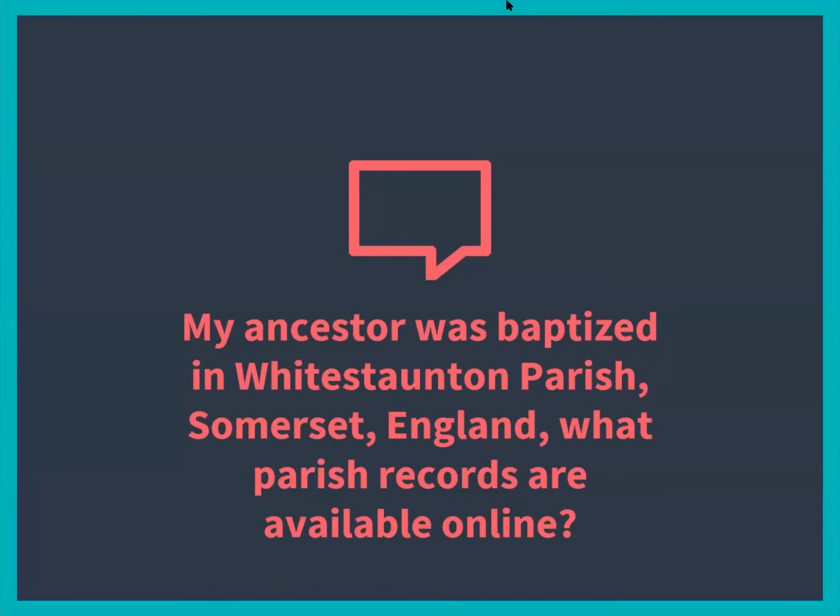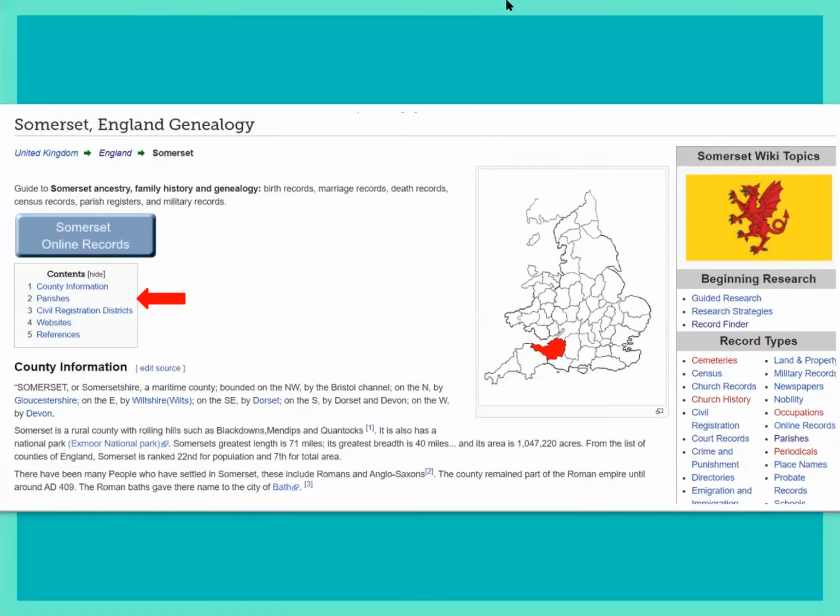So my ancestor was baptized in Whitestone Parish, Somerset, England. What parish records are available online? I have found myself researching a lot in England. I'm not sure about you. I'm sure a lot of you have probably researched there. And at some point, you're going to have to get into church records. So this is a really great resource to know what records are available.